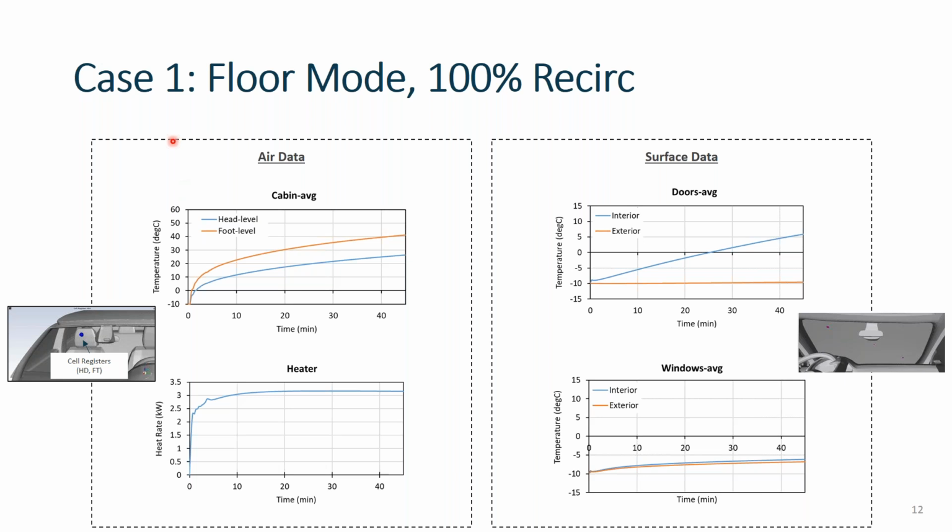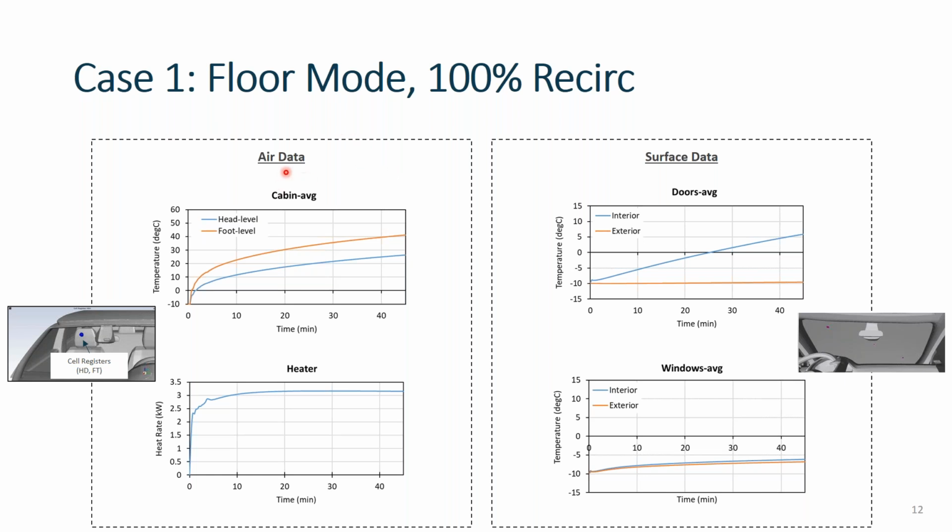Okay, and here are some results from the 3-tool coupling from case 1. Again, case 1 is one of our extreme cases. This is our maximum warm-up case for this HVAC system in these conditions. So floor mode at 100% recirculation. And we have a pretty wide variety of data we can look at from our 3-tool coupling simulations.